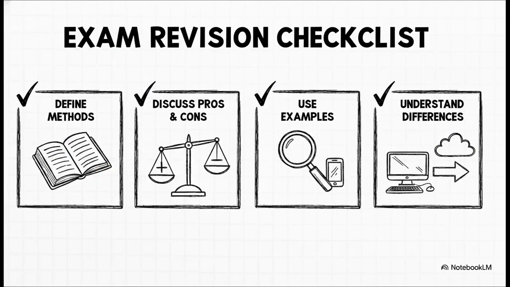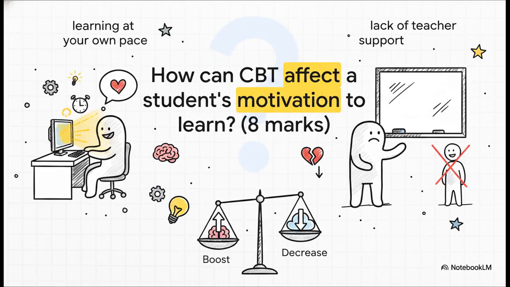So, as you're revising, just use this as your checklist. Number 1, can you define each method in your own words? 2, can you argue both the pros and the cons? 3, can you think of a specific real-world example for each? And 4, can you clearly explain what makes them different from each other? If you can honestly tick all 4 of those boxes, you are in great shape for any question they can throw at you.